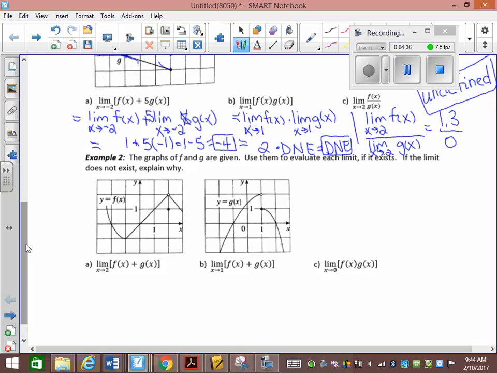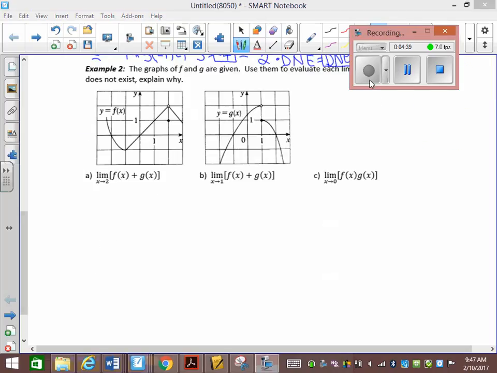Example 2, you guys give her. So I'm going to get the limit as x approaches 2 of f of x plus the limit as x approaches 2 of g of x. So if I approach 2 of f, I'm approaching 2 from the left, 2 from the right, so it's 2. Plus, as I approach 2 on g, I'm approaching 0 and 0, so it's going to be 0. 2 plus 0 is 2.